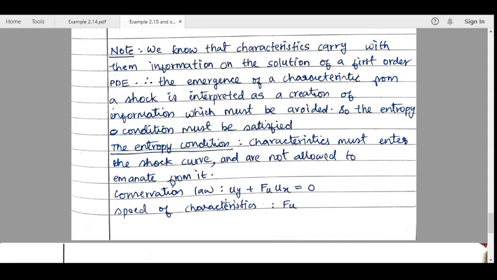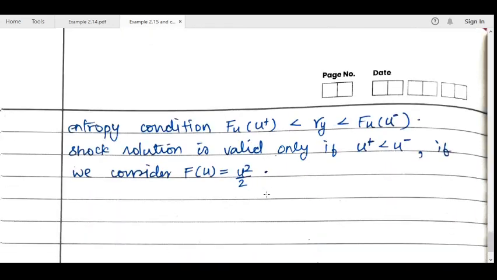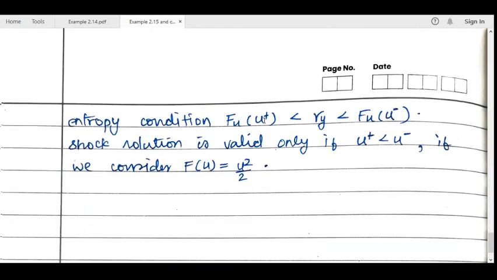So the conservation law is also written like this, that is u y plus f u, u x equal to 0. Here we see that the speed of the characteristic is f u. We have already seen this. When we saw the linear equation, there we had c, u y plus c u x, and we said that c is the speed of the wave. In the same way, here the speed of the characteristic is f u. And also the entropy condition implies that f u at u plus should be less than gamma y and should be less than f u at u minus.